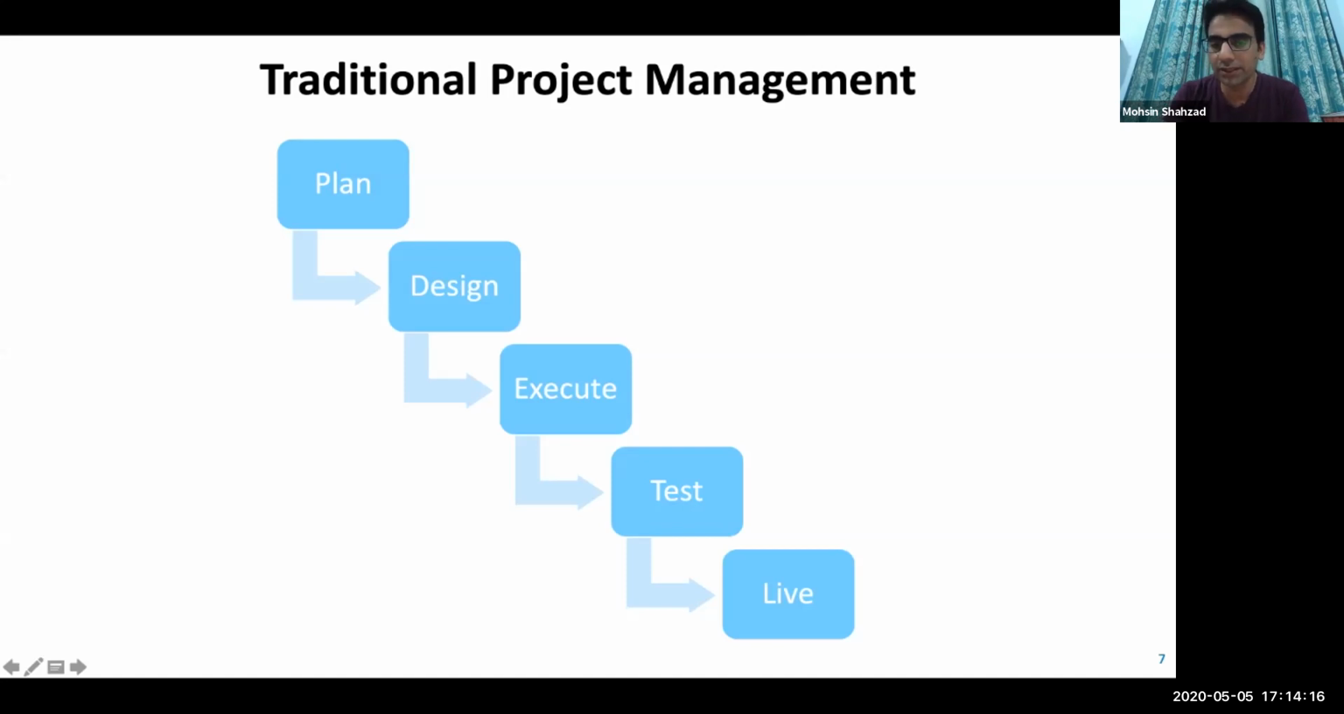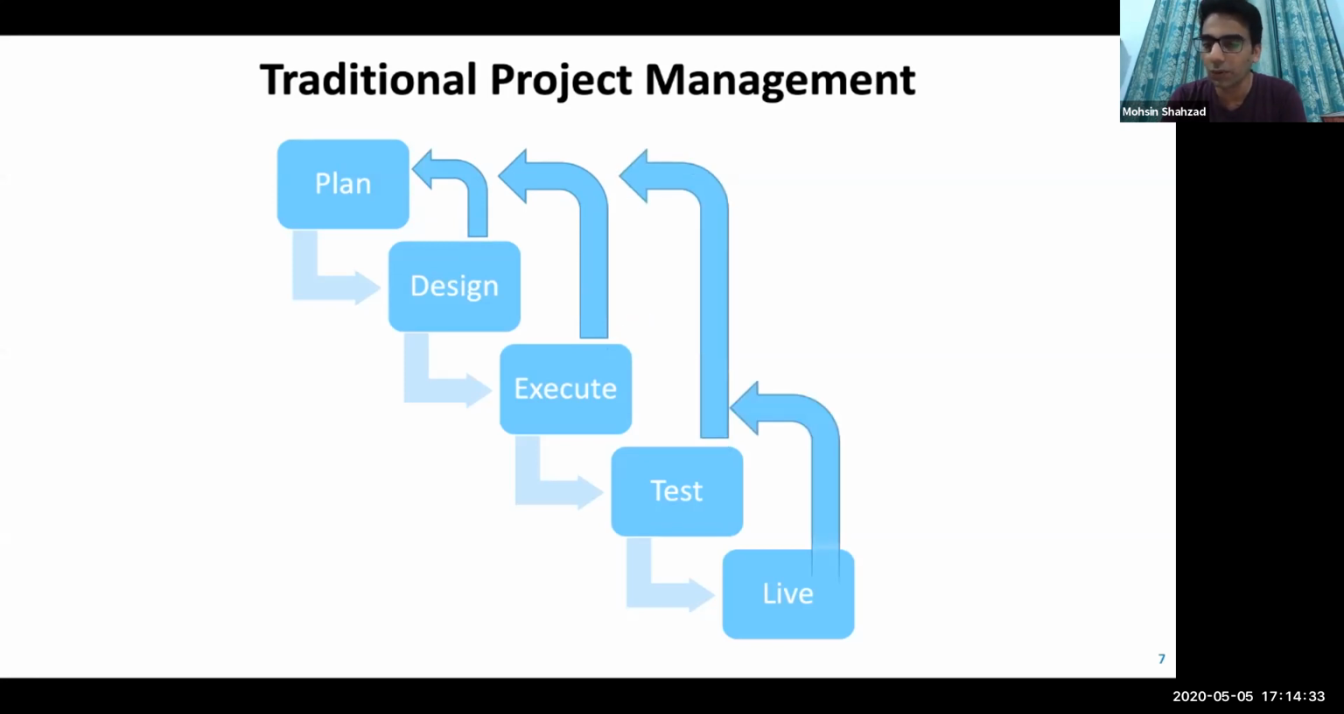With time, the problem we can see is that if we had a change in design, we had to go back to planning and update the plan. Similarly, if we have a change in execution or testing, or even in the live version, we always have to go back to the planning. And we always have to fulfill all the steps from top to bottom. That was the major bottleneck in the waterfall approach.